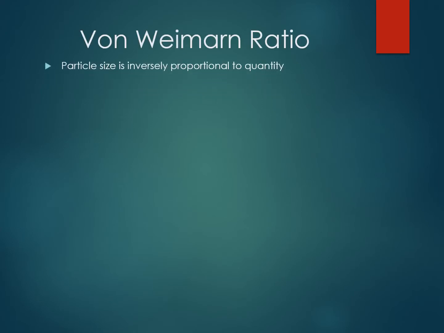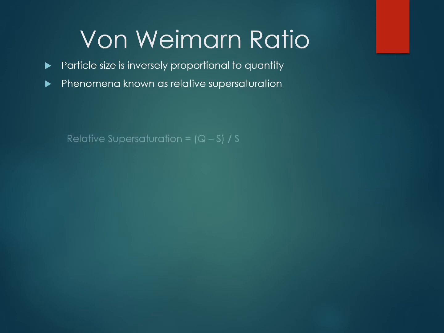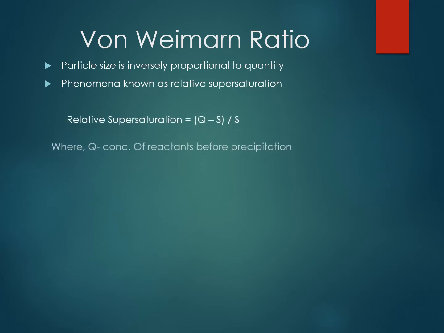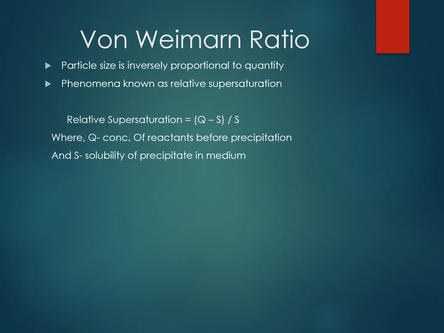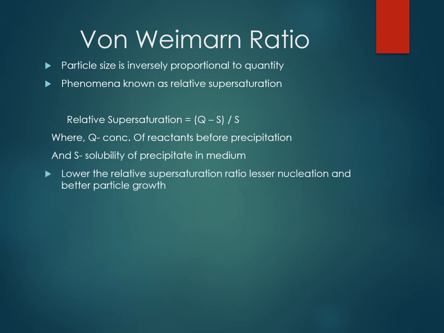Then comes in the picture the von Weimarn ratio. Let's have a look at what this ratio is. This ratio comes into the picture when we talk about the stages of precipitation. According to this ratio, the size of the precipitate particle is inversely proportional to the quantity of the ion under analysis, and this phenomenon is known as relative supersaturation.